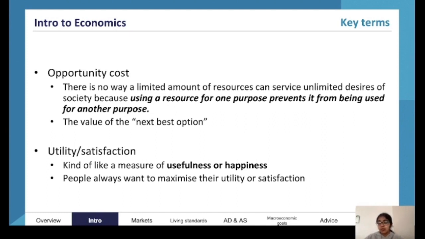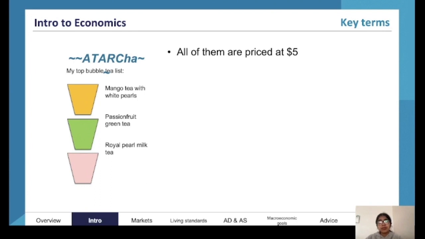For example, this is a good example here. Let's say I'm trying to choose from bubble tea. This is very, very small scale economics. I have $5 for these bubble teas. All of them are $5 each. I have $5 in my pocket, and I need to make a decision on where I'm going to spend it. Will I spend it on a mango tea with white pearls? A passion fruit green tea? A royal pearl milk tea? That's my dilemma.